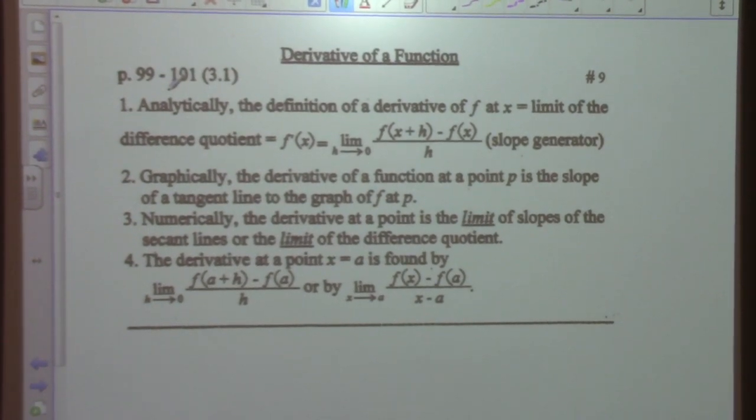Okay, here we are to note card 9, derivative of the function. And so this is a difference quotient. And this is the thing that everybody in this class needs to know.